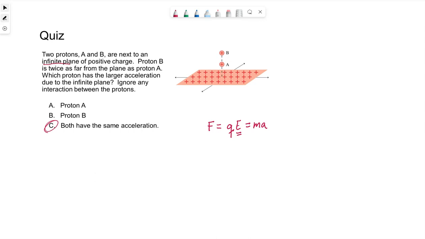Okay, infinite plane. If you go and look at E of a plane, it's eta over epsilon naught. Epsilon naught's a constant. Eta is the surface charge density. So since they are essentially right next to the same plane, or very close to the same plane, this is the same value. This electric field is constant. Sorry, my computer is having a serious lag issue, so what I'm writing is not showing up very quickly. So since the electric field near an infinite plane is constant, these protons are in the same electric field, thus they have the same acceleration.